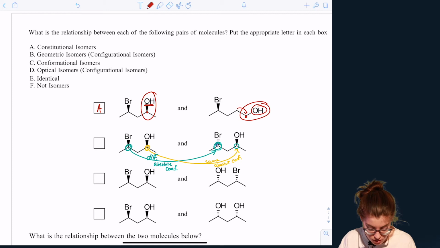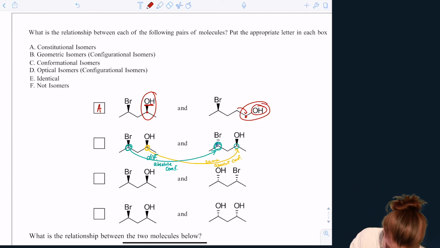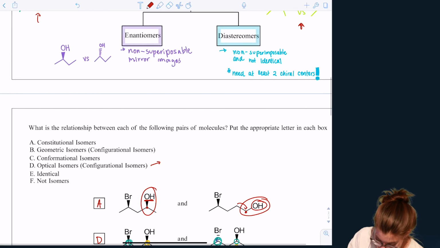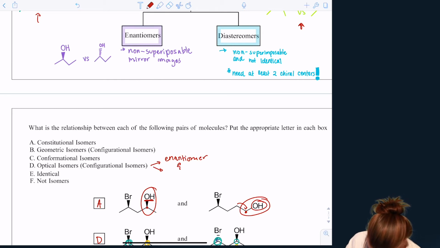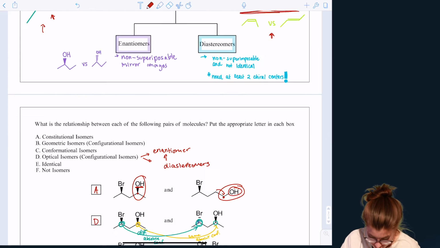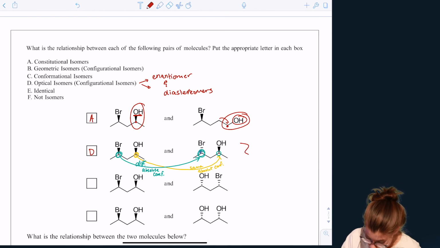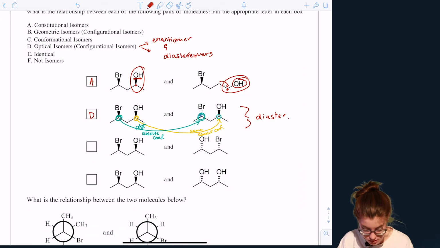So this would be a type of optical isomer, D. Because we know that optical isomers are enantiomers and diastereomers. So specifically, these are diastereomers. All right, let's look at the next one.